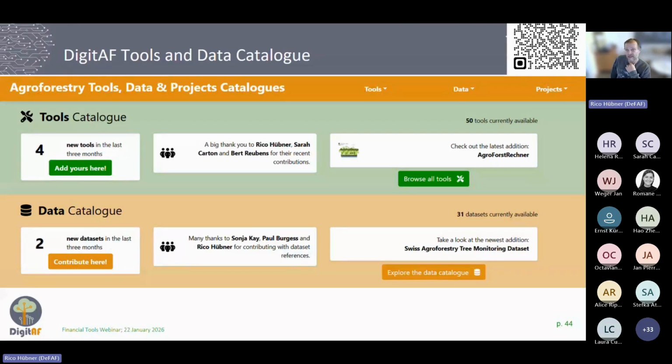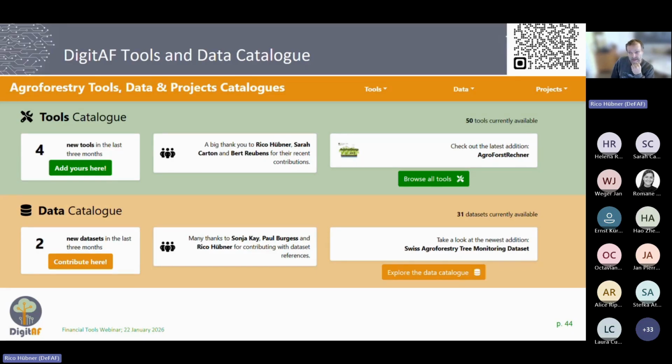Maybe we are repeating ourselves, but all the tools you've seen today can be found in the tools catalog. It's a website catalog that's run by the DigitAF project. There are currently more than 50 tools that you can see, and you can filter if you want to have economic tools or biodiversity or any topic that you're interested in.